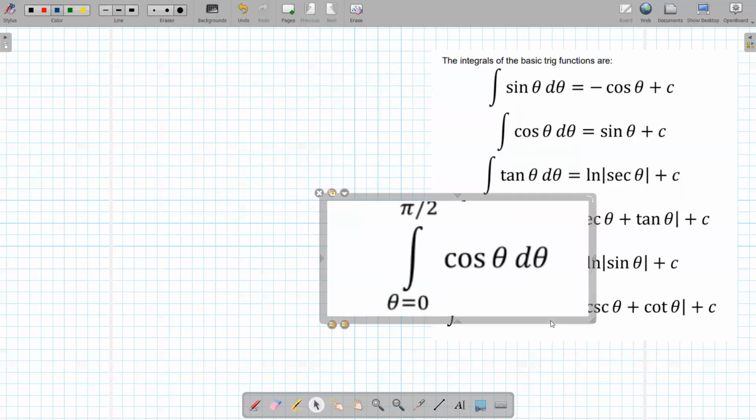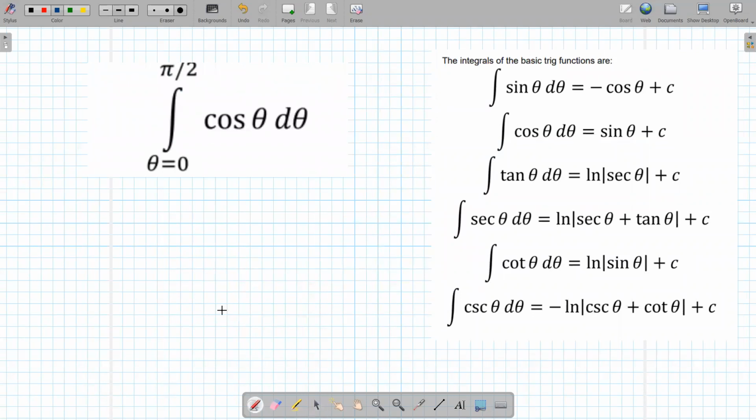Look at this. We have the integral of cosine theta. What's the integral of cosine theta? Sine theta. Yes, sine theta. And our upper bound is pi over 2, lower bound is 0. These are definite integrals, so you don't have to do the plus c. You get sine of pi over 2 minus sine of 0. You can plug this in your calculator, but you have to be in radians, because these are not degrees. Sine of pi over 2 is 1. Sine of 0 is 0, so the final answer is 1.